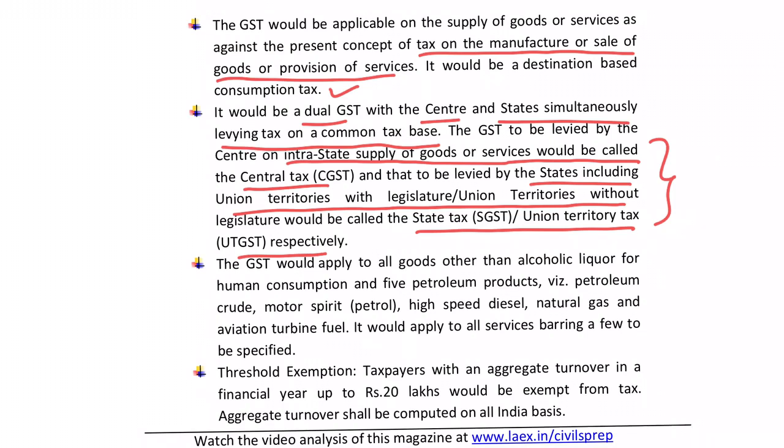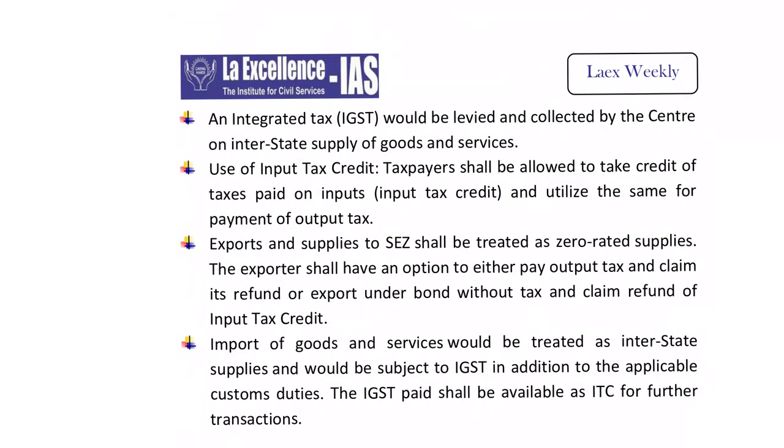The GST would apply to all goods other than alcoholic liquor for human consumption and five petroleum products. This exception can be asked. Then, an integrated tax would be levied and collected by the center on interstate supply of goods and services. Wherever in between the states there is movement, they go for integrated GST. Use of input tax credit to pay in future will also help to reduce.